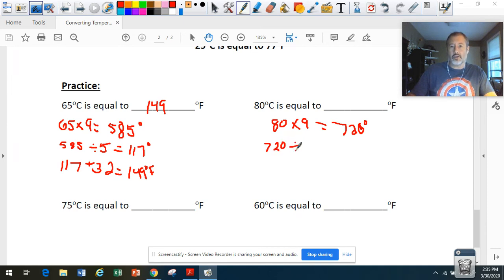and we are going to divide that by 5. If we divide that by 5, this gives us 144 degrees. And then the final thing we do, we take our 144 degrees and add 32 degrees to that, which gives us 176 degrees Fahrenheit. So there's our answer, 176 degrees Fahrenheit.